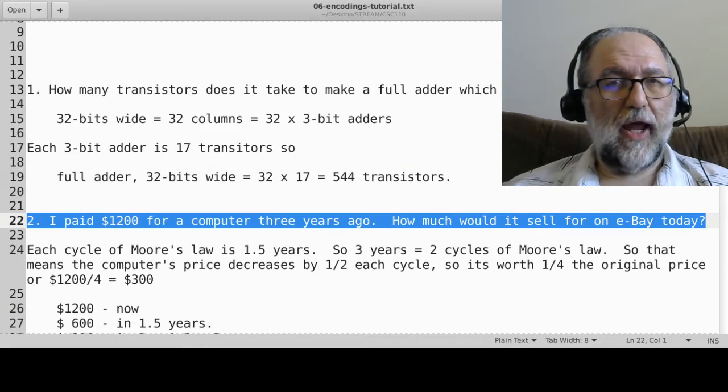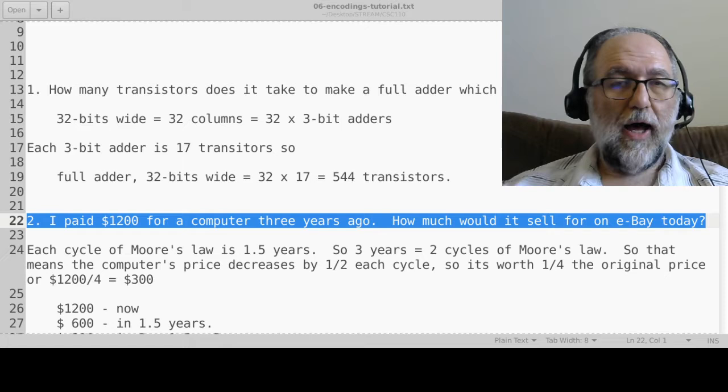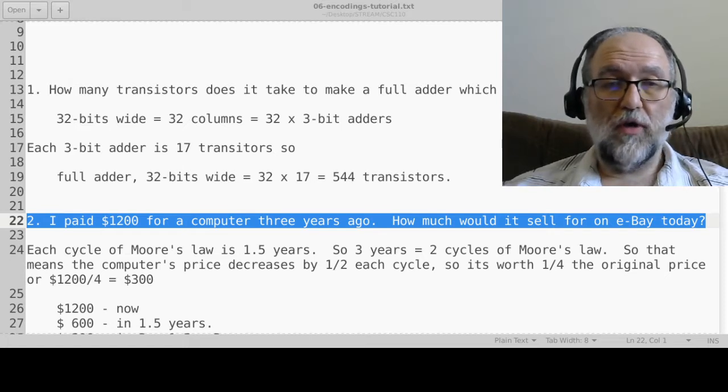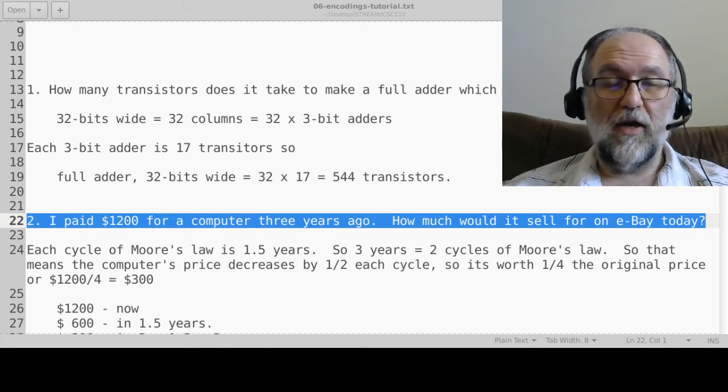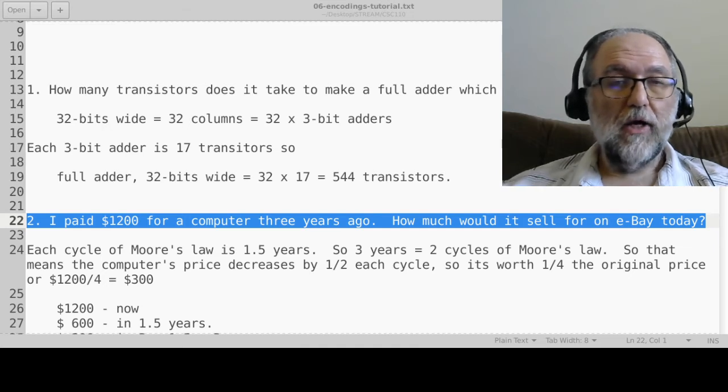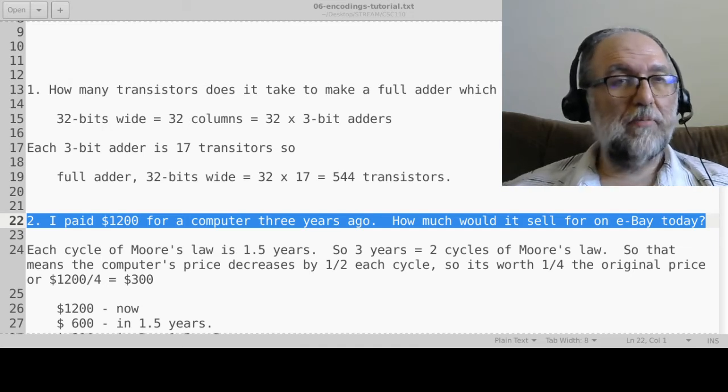Here's a second question, and this is based off of Moore's law. I paid $1,200 for a computer 3 years ago. How much would it sell for on eBay today? I've actually looked at this. I've looked at how much computers sell for on eBay, and they follow Moore's law pretty precisely. So how long has it been?